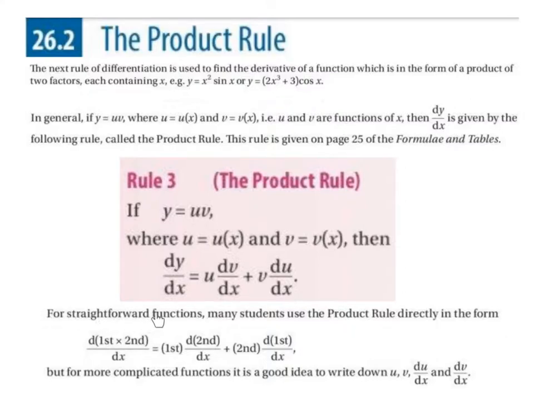For straightforward functions, many students use the product rule directly in the form of d first times second dx equals the first times the derivative of the second plus the second times the derivative of the first. But for more complicated functions, it is a good idea to write down u, v, du dx and dv dx.